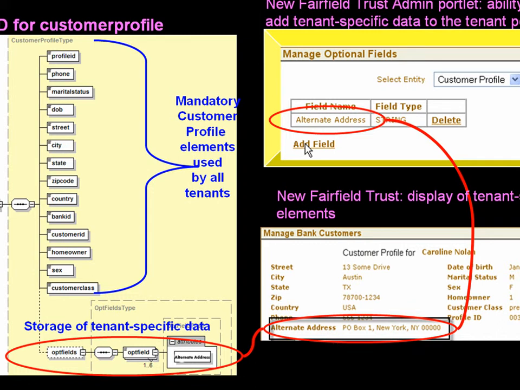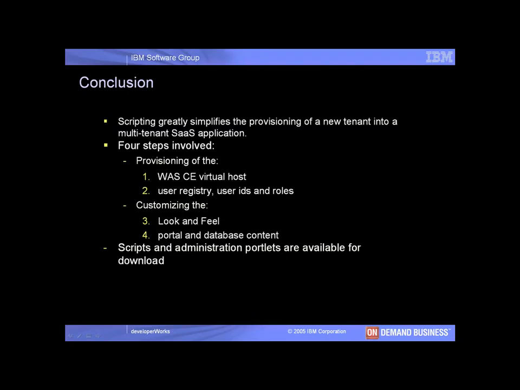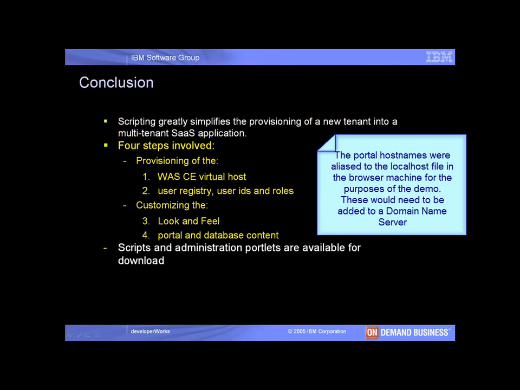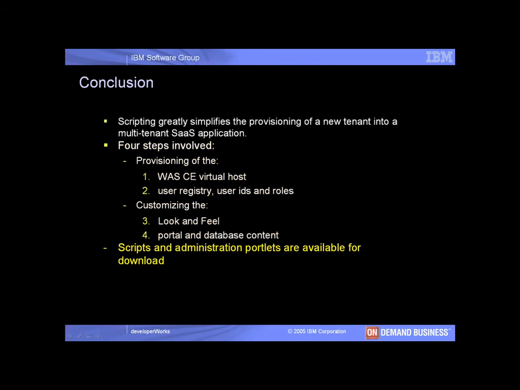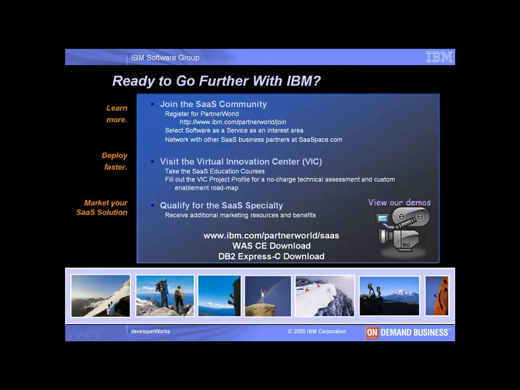the mandatory data. In conclusion, we've demonstrated how scripting greatly simplifies the provisioning of a new tenant into a multi-tenant SaaS application. We've demonstrated the 4 steps involved and how we were able to implement them through custom portals and scripts built for WebSphere Application Server Community Edition. All of the portlets and scripts are available for download from the Demo Jump page.